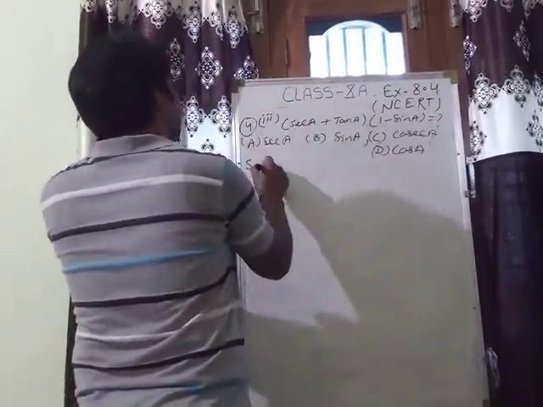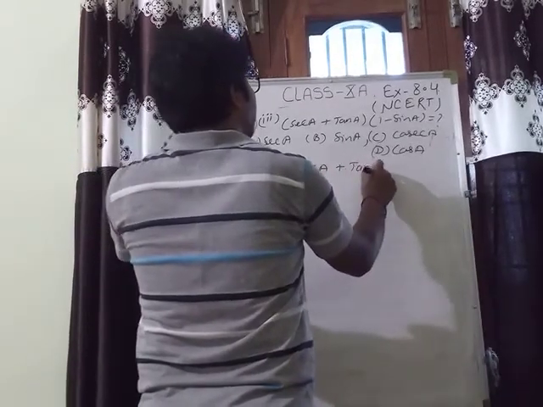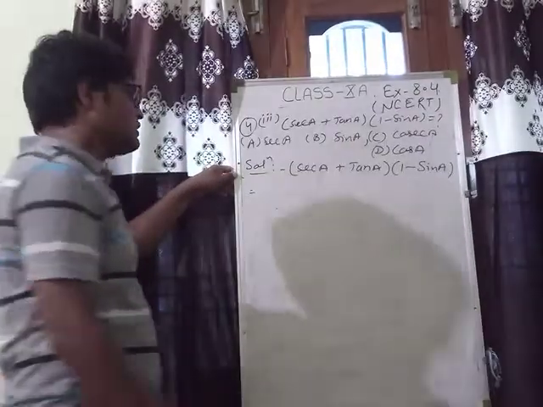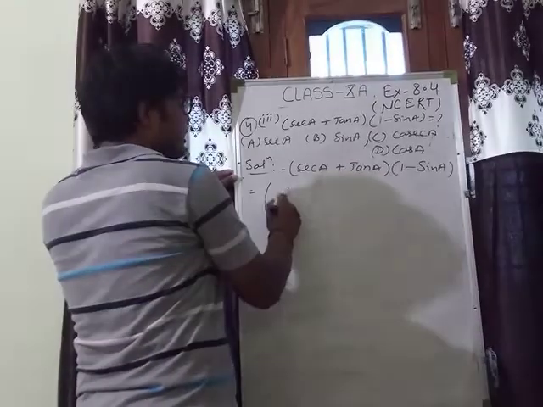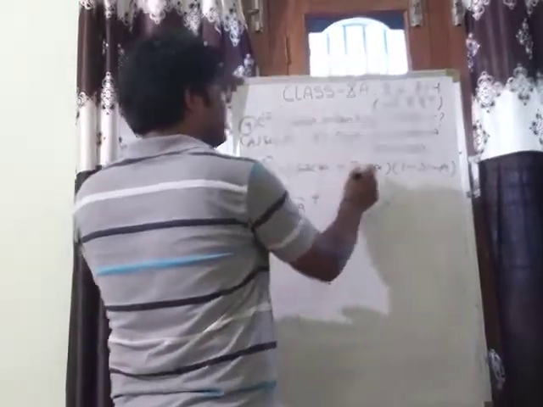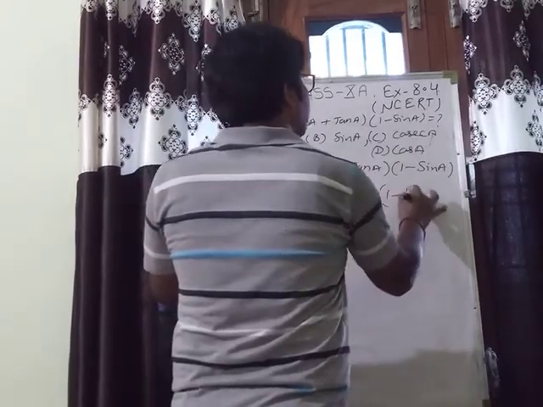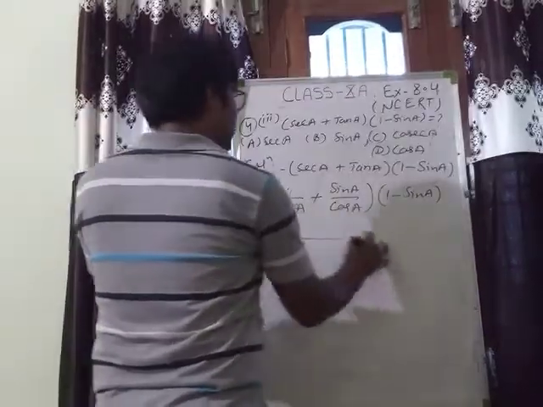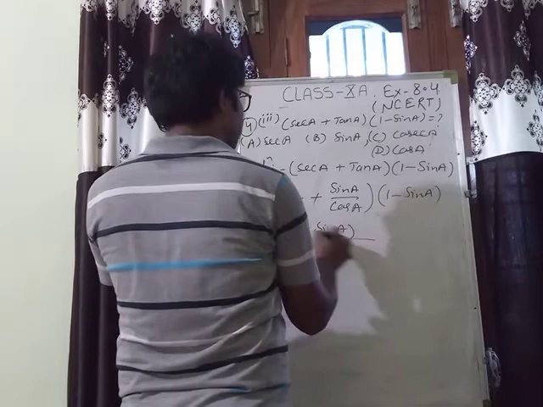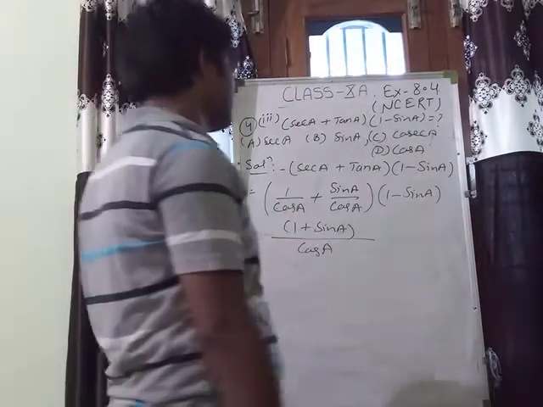So, let's see its solution. Consider this is given: sec a plus tan a into 1 minus sin a. Again, by trigonometric identities, sec a is 1 by cos a, the reciprocal of cos a, and tan a is sin a upon cos a. So that is 1 plus sin a upon cos a. LCM of the denominators in this bracket is cos a.